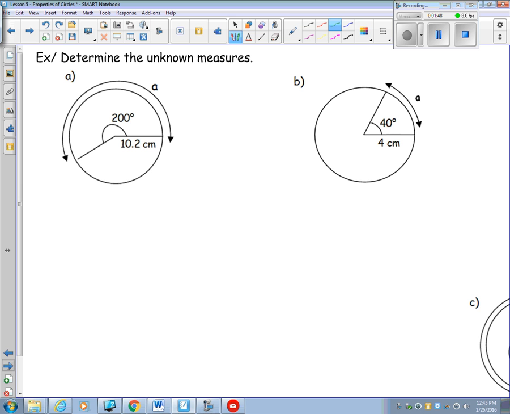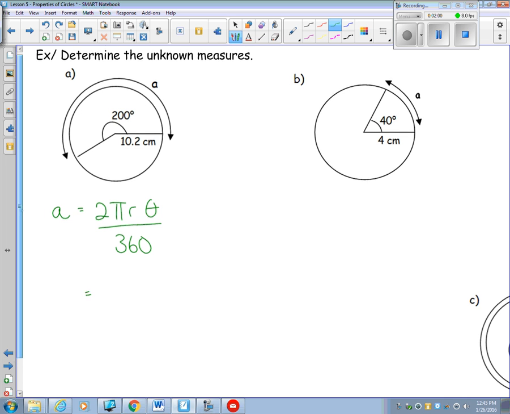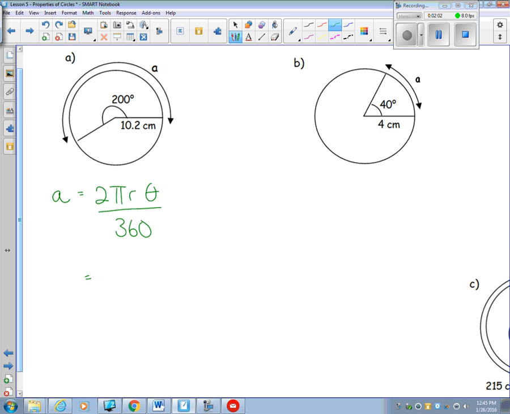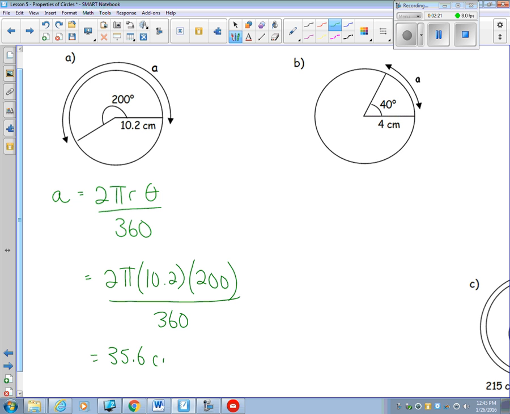Taking a look at the first example here, I want to find the arc length. So using that equation, a equals 2 pi r theta out of 360. I can find my arc length using the radius of my circle and the central angle. So 2 pi times r is 10.2. My central angle between the two radii is 200 out of my 360 degrees. Will give us an answer of 35.6 centimeters.